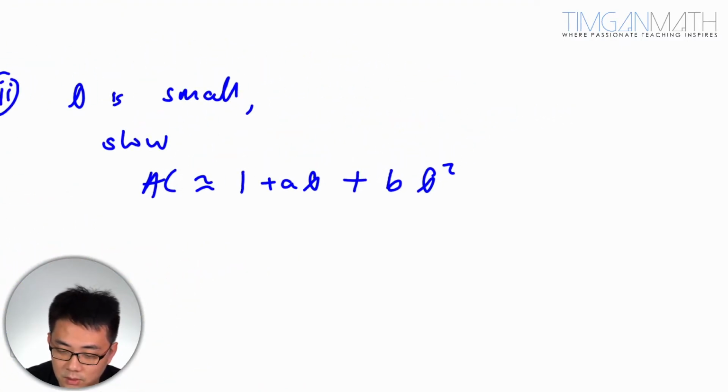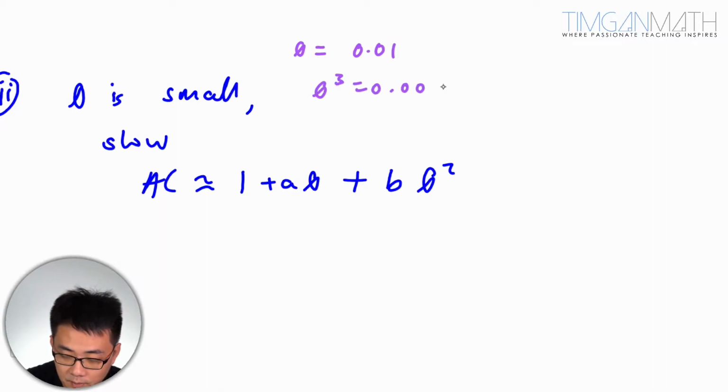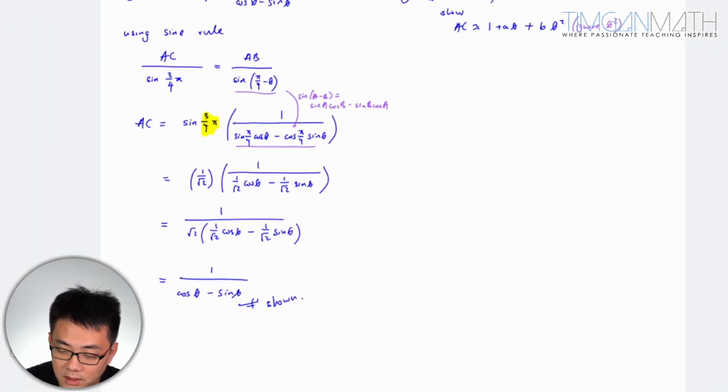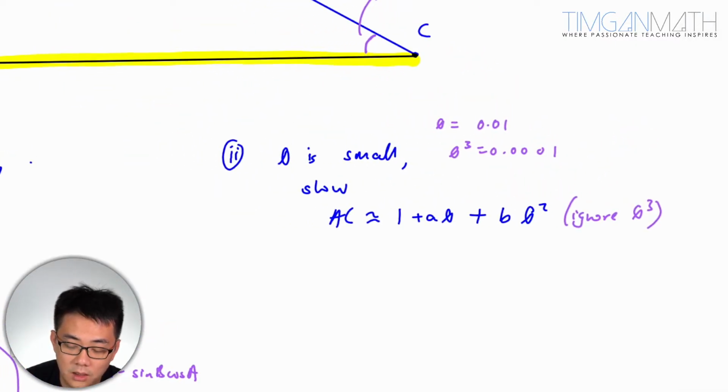The first thing is you need to know that when it's a small angle, let's say 0.01, theta cube will be negligible. Theta 4 will be even smaller, so this is very close to 0. Not really, but in the grand scheme of things, it's very negligible. The clue is that this tells you to ignore theta cube, because it only expands up to theta square. That's the clue there.